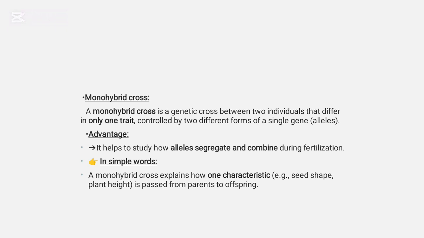A monohybrid cross is basically a cross in which one trait is studied at a time, or you can say a monohybrid cross is a genetic cross between two individuals that differ only in one trait, and these traits are controlled by the two different forms of a single gene known as alleles. The purpose or advantage of a monohybrid cross is that it helps to study how alleles segregate or separate and combine during fertilization. In simple words, a monohybrid cross explains how one characteristic, for example seed shape or plant height, is passed from parents to offspring.